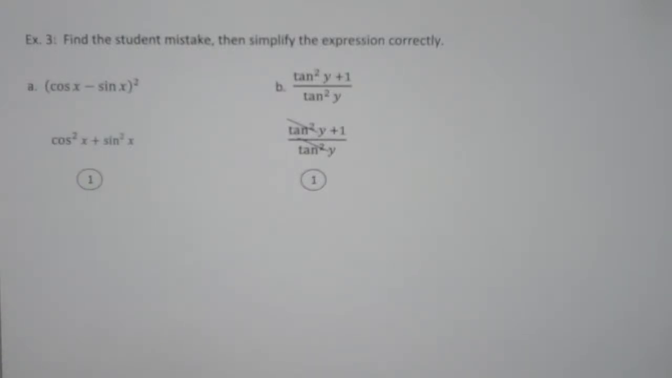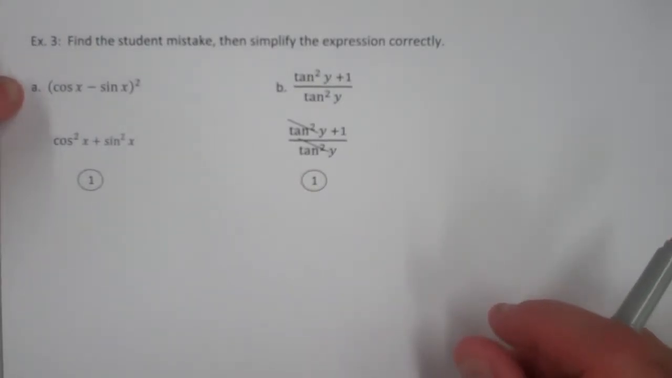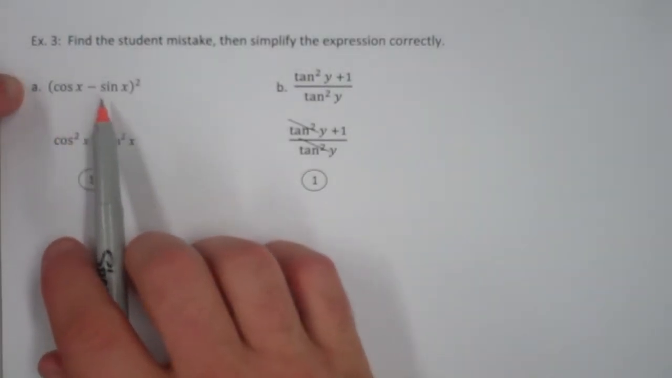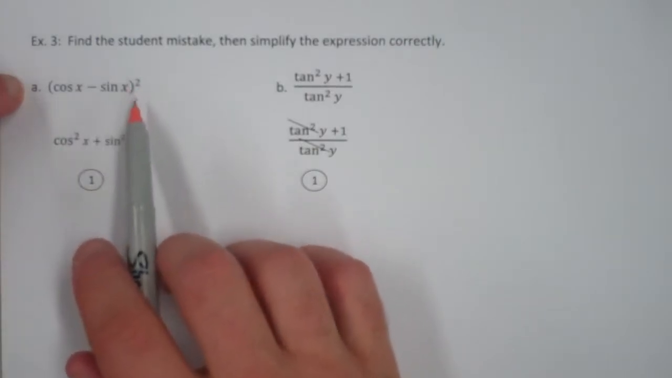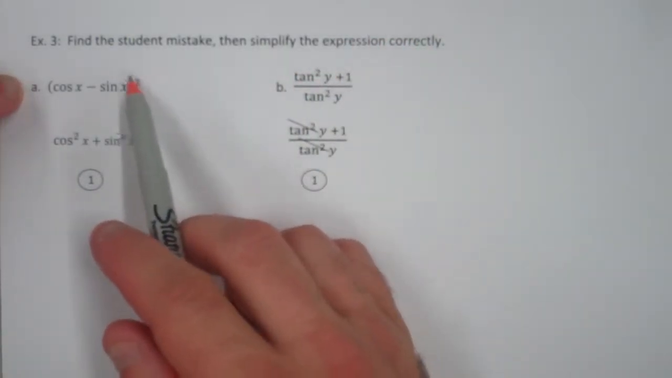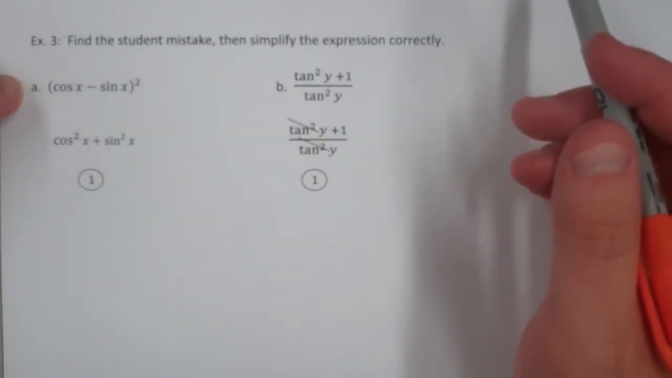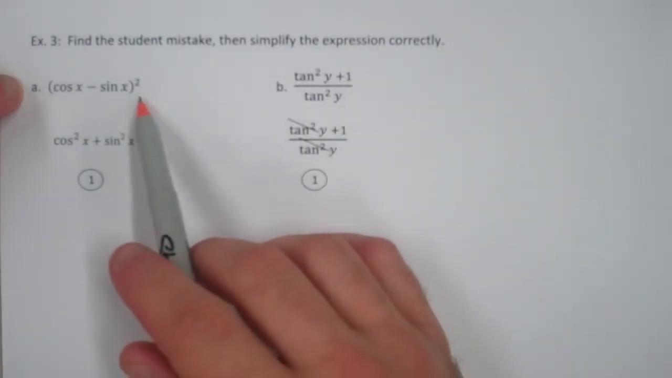In example 3, we get to find the student mistake, then simplify the expression correctly. So if we look at A, we've got the cosine of x minus sine of x. That whole quantity is being squared. This is a classic student algebra mistake, and that's to try to use the distributive property here. While the distributive property applies to linear equations, it does not apply to this one.